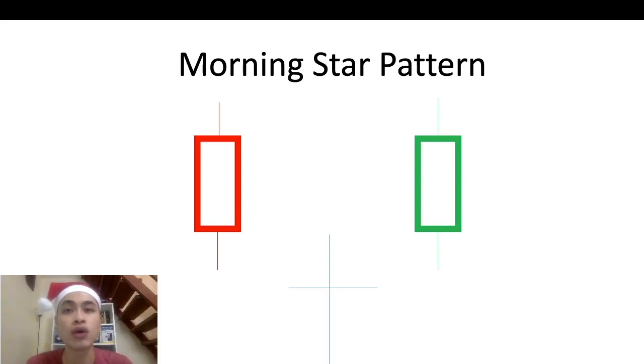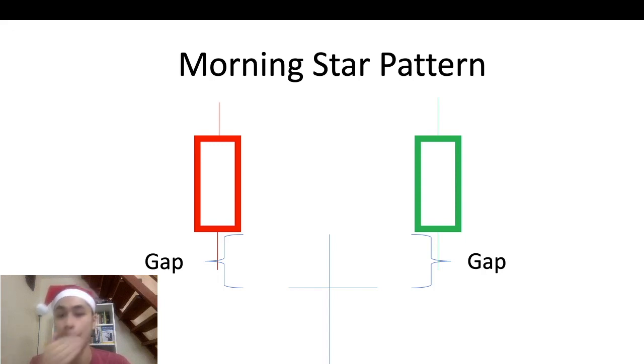The next thing to look out for is that there must be a gap between the bodies of the bearish candlestick and the doji candlestick, and also a gap between the bullish candlestick and the doji candlestick. On your screen, you can see that there's a gap between the closing price of the bearish candlestick and the body of the doji candlestick, and there is a gap between the opening price of the bullish candlestick and the body of the doji candlestick. Once these two things are in place, we can say that the candlesticks form a morning star pattern.